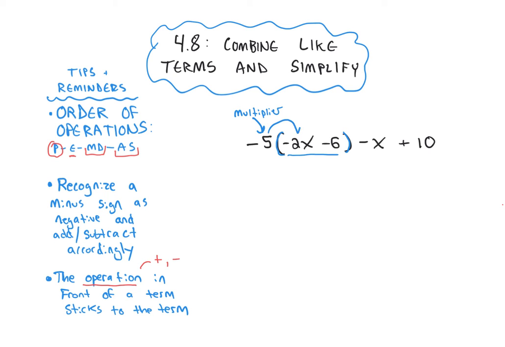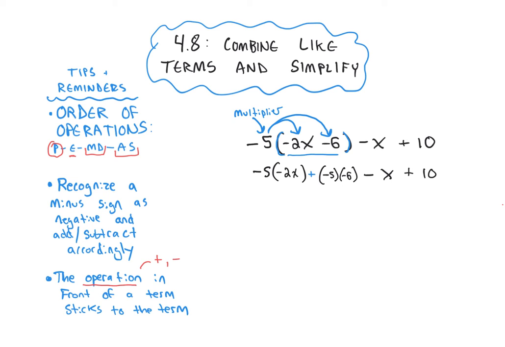That'll be -5 times a -2x. I'll write that first. So we have -5 times -2x. And then a -5 times a -6. So I'll write plus -5 times -6. And then we can do minus x and plus 10.